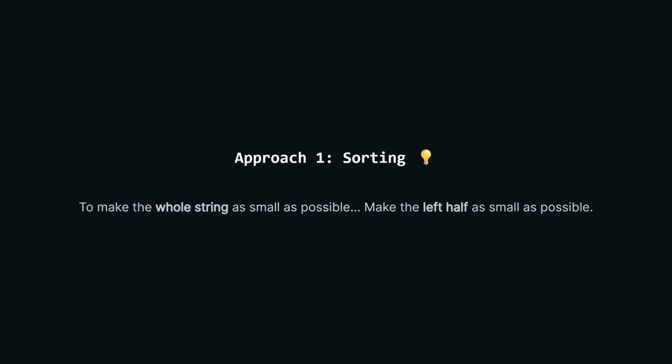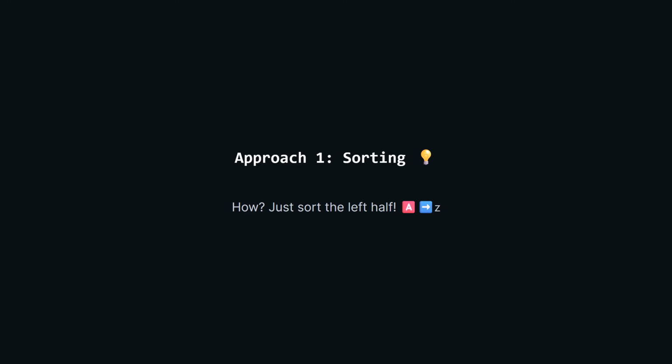So if we want the entire string to be dictionary first, we just need to pack all the smallest alphabetical letters into the left half, starting from the very first spot. And what's the easiest way to put the smallest letters first? We just sort the left half of the original string in alphabetical order.